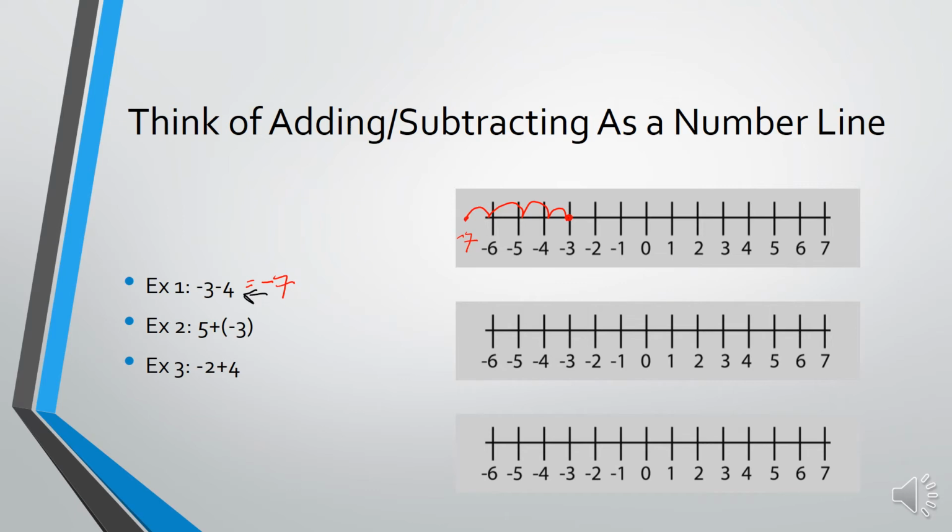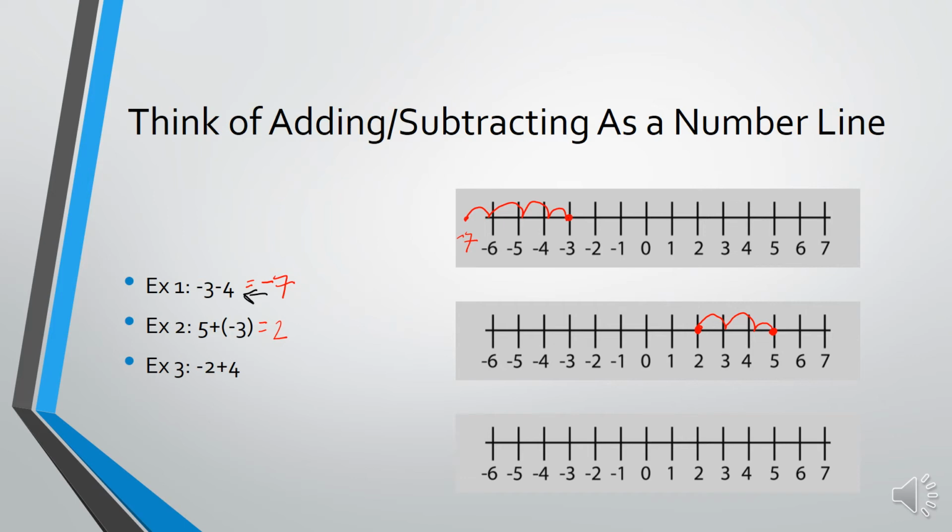Next, we'll look at example 2, 5 plus a -3. So this says start at 5. Then we're going to add -3. That's the same as just subtracting 3. So I'm going to go left 3 places. So 1, 2, 3. And I end up at 2. So 5 plus a -3, or 5 minus 3, would give me 2.